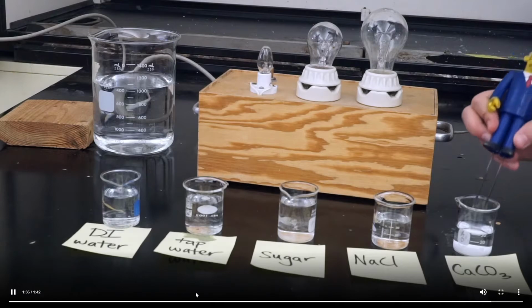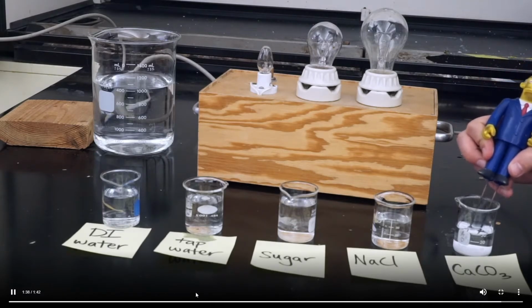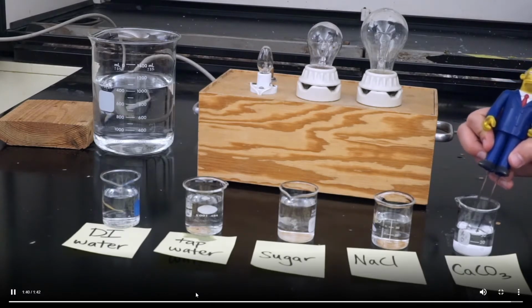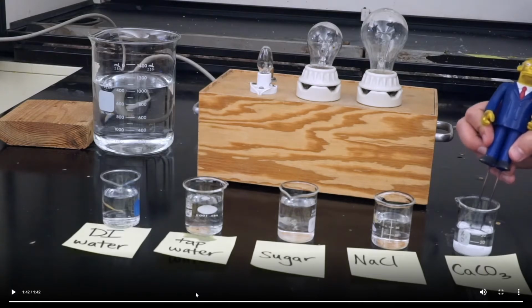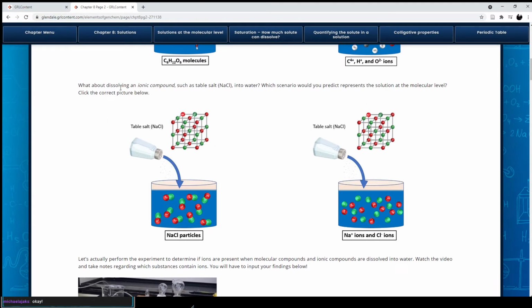Calcium carbonate, also ionic, but not soluble. Therefore, no ions are present in solution. So there's our evidence. We saw that the sodium chloride gave us the biggest conductivity, and the tap water had just some minor conductivity, just because there are some ions in the tap water. But sugar, calcium carbonate, and DI water did not.